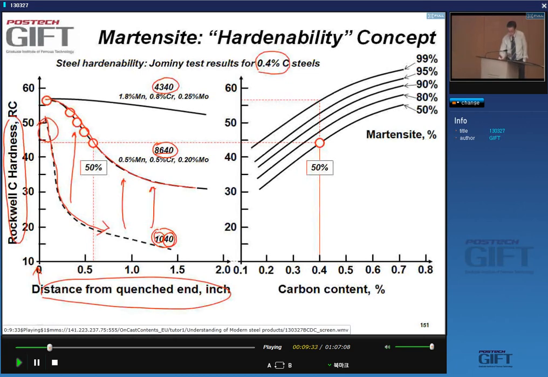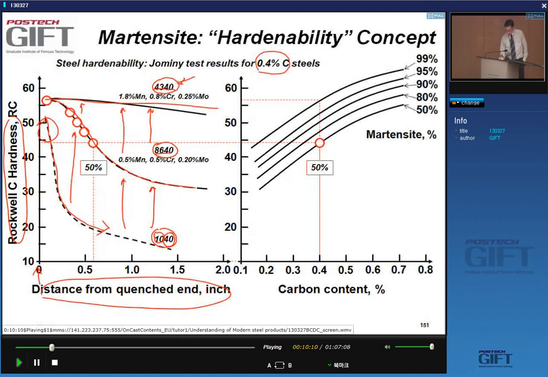We can look also at the 4340, and there we see another behavior. We see a material that's extremely hardenable. In fact, the hardness barely decreases with the distance from the quench end. So this is a very hardenable material, meaning that I don't need very high quenching rates or cooling rates to achieve a martensitic microstructure throughout a part that I want to heat treat.